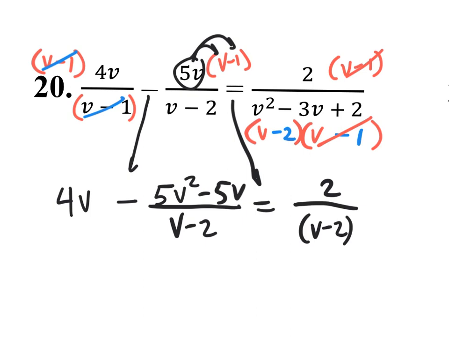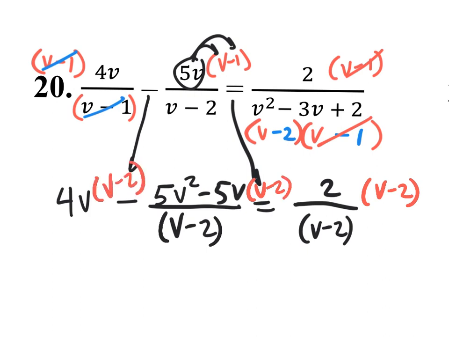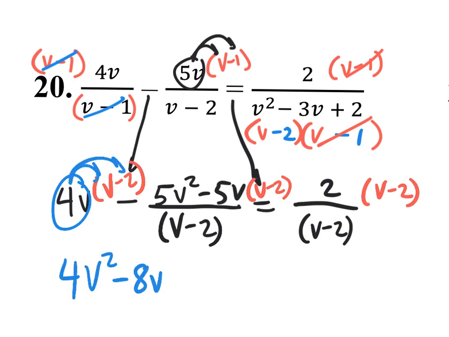Now we need to get rid of the other fractions, and the other fractions have that denominator v minus 2. So we're going to get rid of those denominators of v minus 2 by multiplying everything by that denominator v minus 2. Even this one, v minus 2. And even this one, v minus 2. So when you distribute 4v times v, that's 4v squared. 4v times negative 2 is negative 8v.